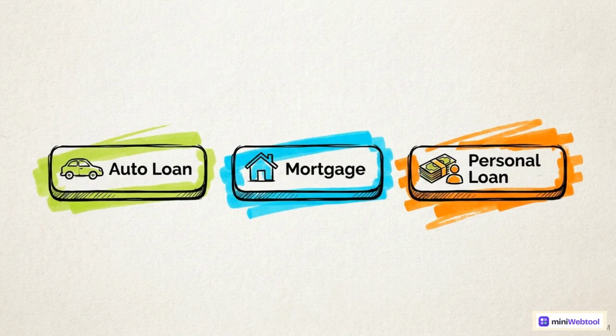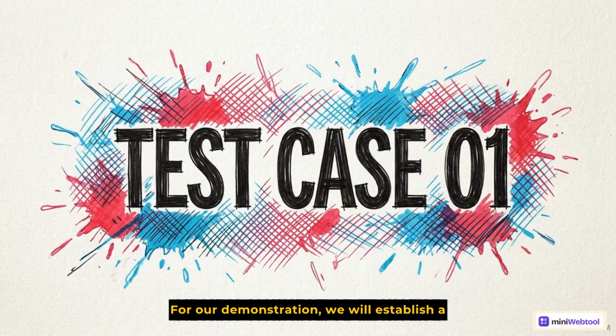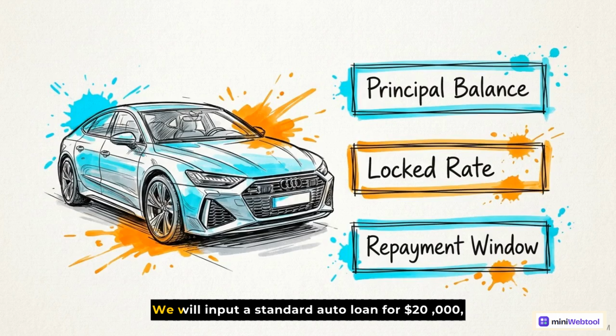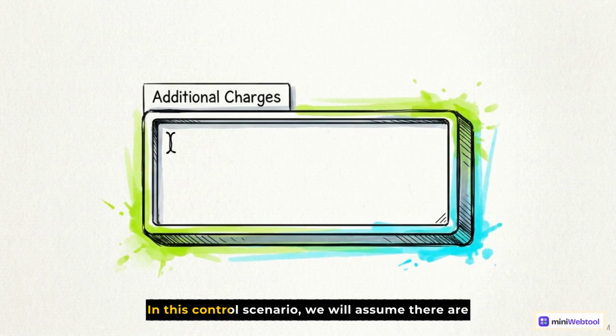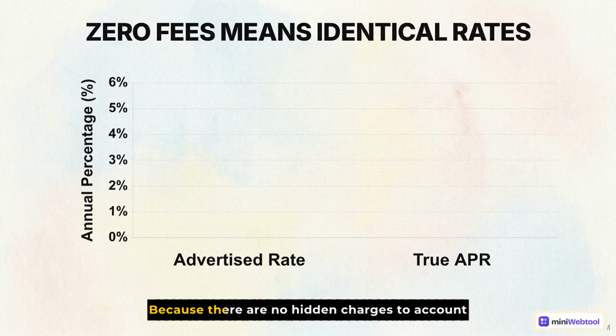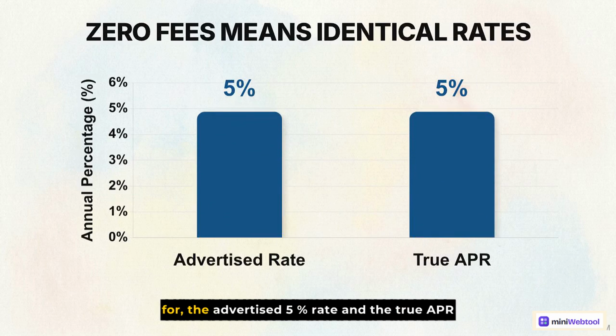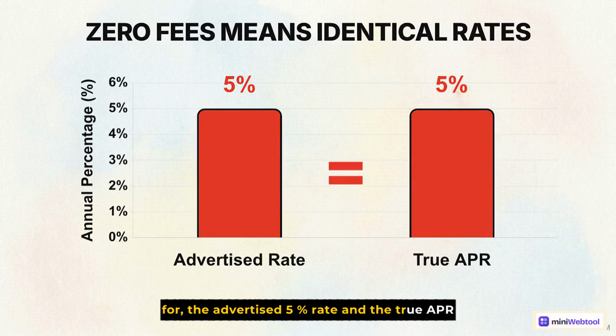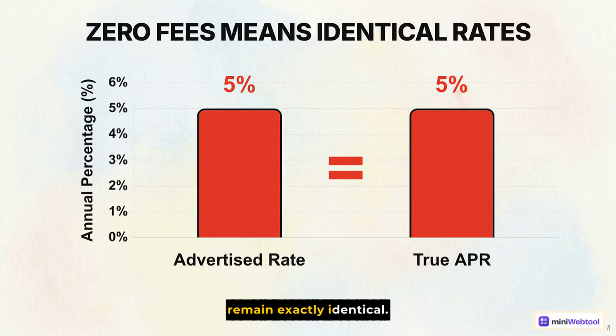For our demonstration, we will establish a baseline control scenario. We will input a standard auto loan for $20,000, locked at a 5% interest rate over a 48-month term. In this control scenario, we will assume there are 0 upfront fees. Because there are no hidden charges to account for, the advertised 5% rate and the true APR remain exactly identical.